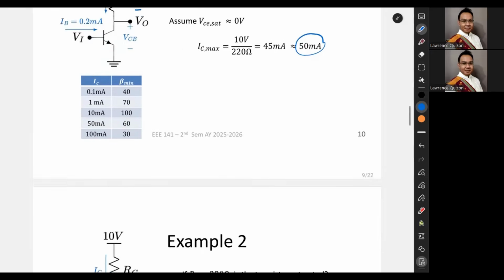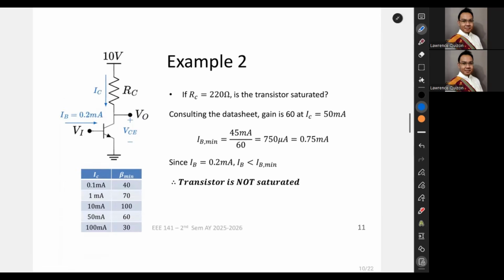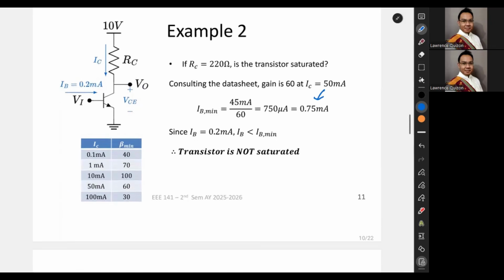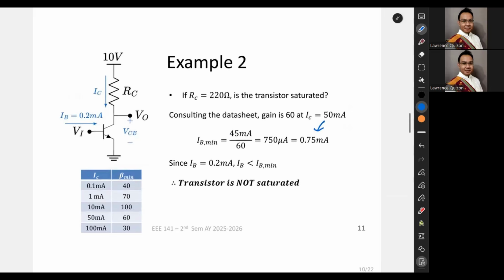And then we ask ourselves, what would be the corresponding IB if we were in forward active? It turns out to be 0.75 milliamps, because at 50 milliamps, the beta is 60. So we find that 0.75 is actually above the current IB, which means we are not in saturation.